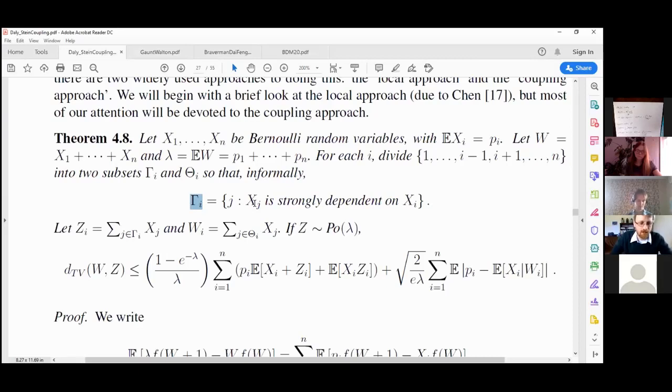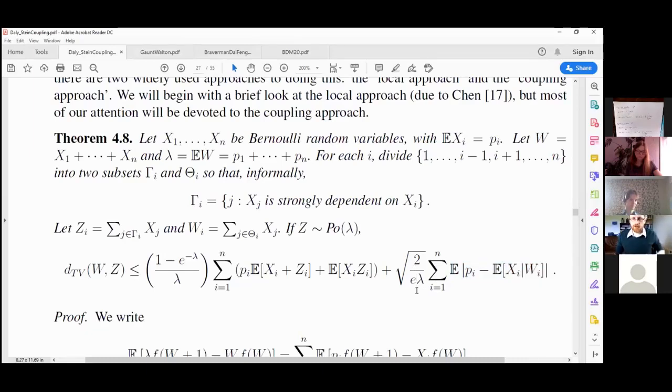The statement of the theorem is true for any gammas that I want, but the upper bound is going to be good if I think of my gamma i as being those other X's which are in some sense strongly dependent on Xi. Anything which has some strong dependence on Xi should go into gamma i. We're not assuming that Xi is independent of everything outside gamma i. That will be the case in some applications for sure, but we're not assuming that. We're assuming that maybe they're weakly dependent in some sense. But if Xi is independent of everything outside gamma i, then this second term of my upper bound is going to go away. That certainly makes life nice in applications, but it's not necessary for the statement of the theorem.